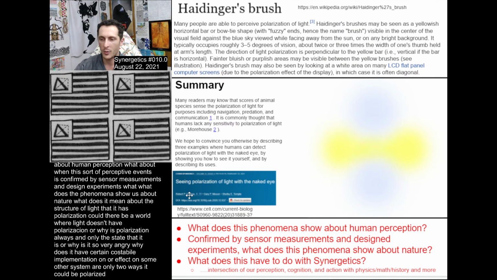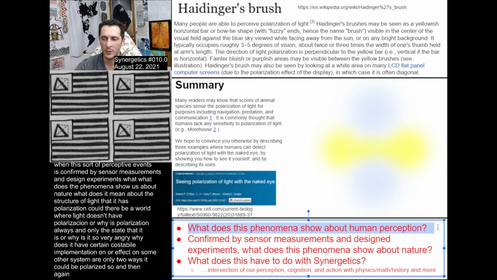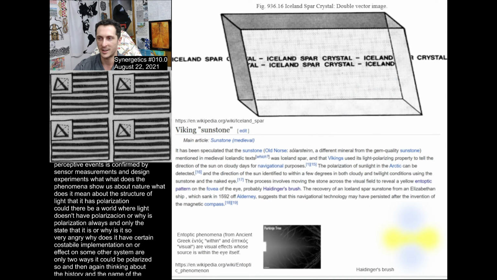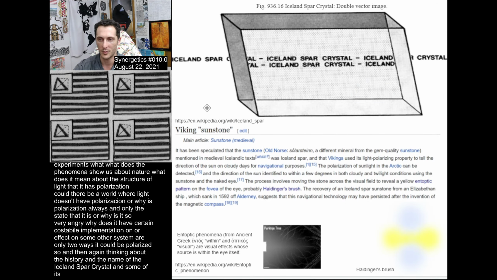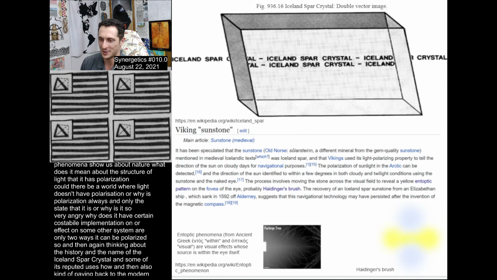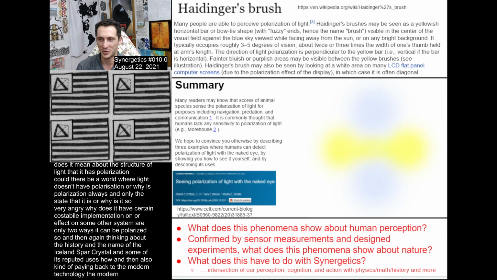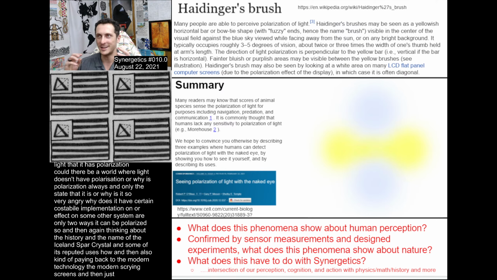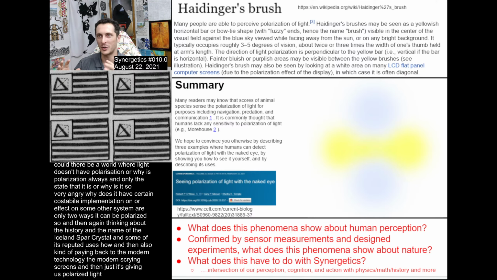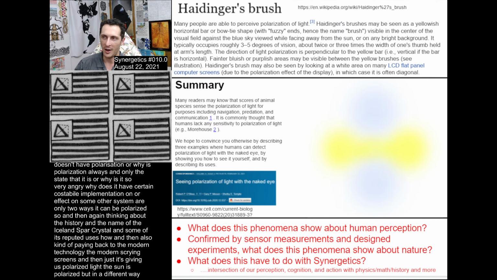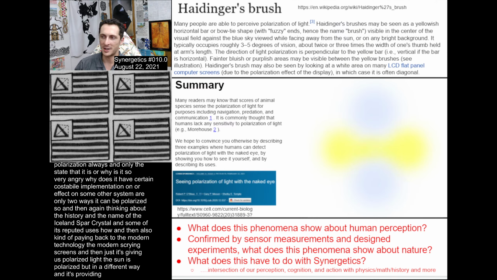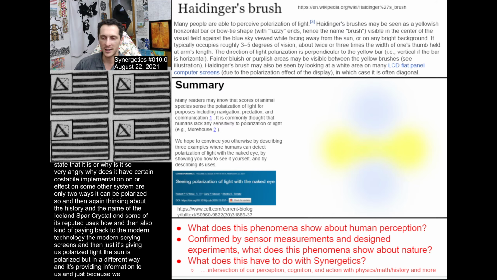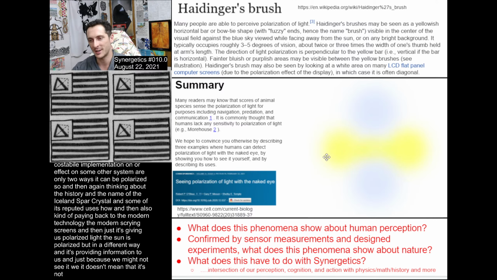And then again, thinking about the history and the name of the Iceland spar crystal and some of its reputed uses, and then also kind of tying it back to the modern technology, the modern scrying screens, which are just giving us polarized light. The sun is polarized, but in a different way, and it's providing information to us. And just because we might not see it, it doesn't mean that it's not influencing us.